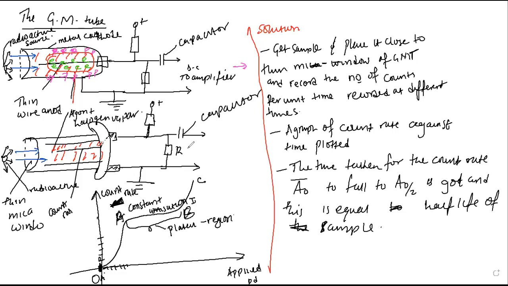Therefore, the PD is high enough. The ionization current is constant as the PD increases. So as the PD goes on increasing, it is high enough to accelerate all the ions produced to the electrodes.